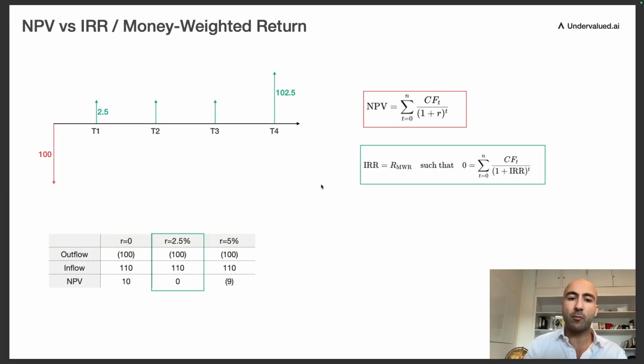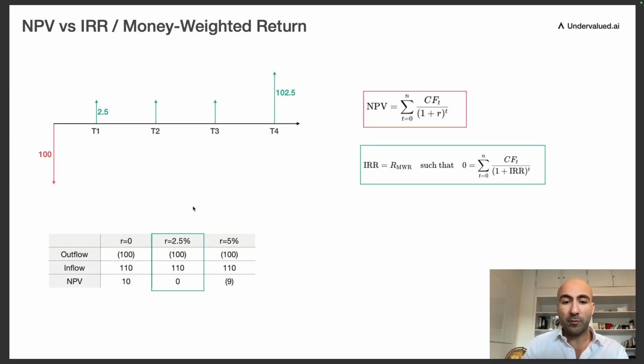And the second question is, what is the rate of return implied by the current price and those cash flows? And the internal rate of return is the R that makes this equation, the NPV, equal to 0. So as you can see here, if we take a discount rate of 2.5% in this example, the NPV comes to 0, and that means at 100 this bond is fairly priced for an investor who requires 2.5%.